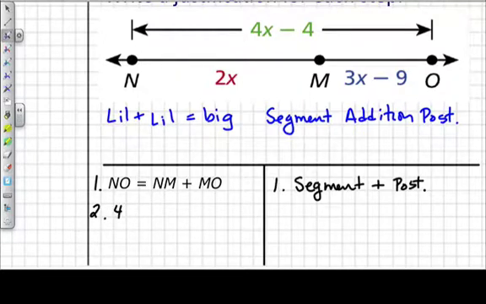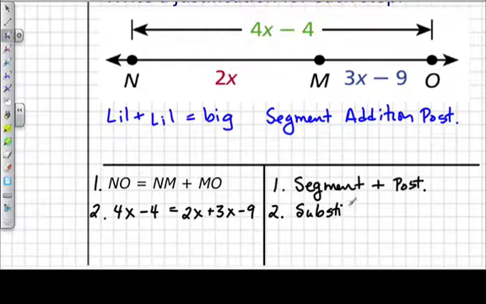NO was 4x minus 4. NM is 2x. And now I'm going to add the length of MO, which is 3x minus 9. Now what did I do here? I filled in the values that I knew they were equal to. I substituted those values. So that is the substitution property. I knew those things were equal, so I substituted those values in.